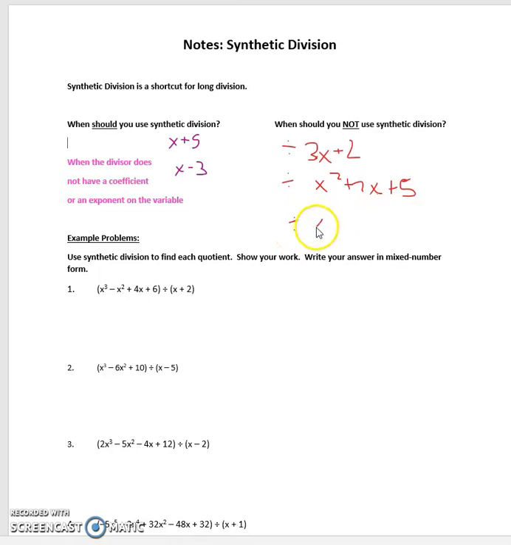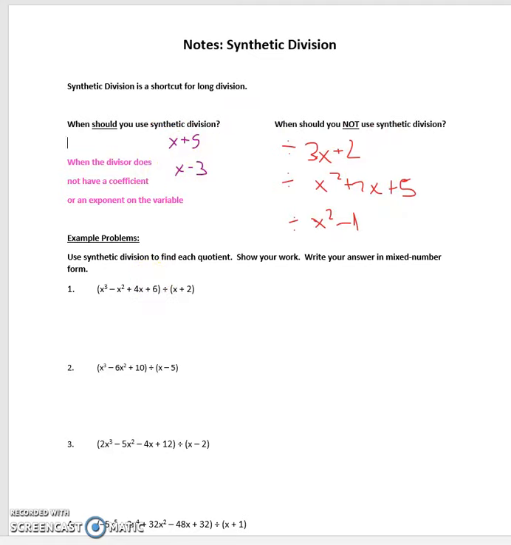If you're dividing by x squared minus 1, forget about it. Don't do any of these complicated messes using synthetic division. Do long division, okay? It'll work all the time. Only use it on the simple ones.